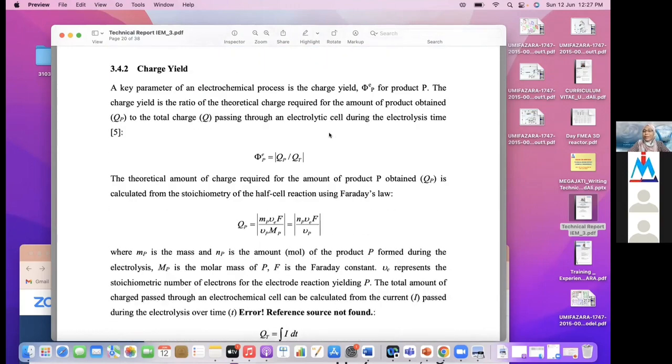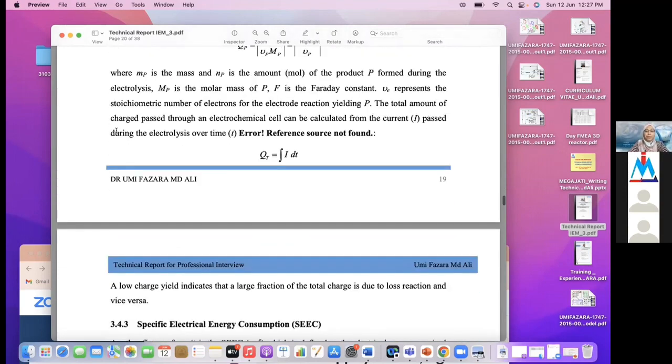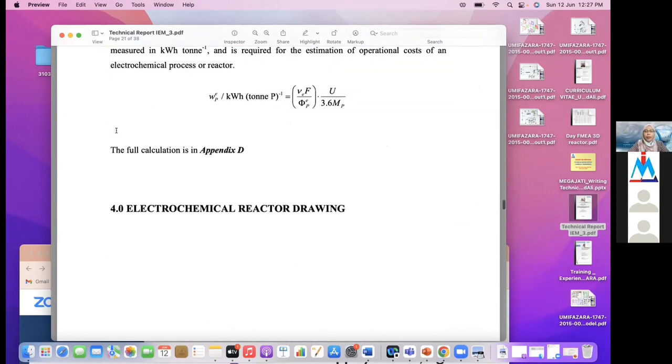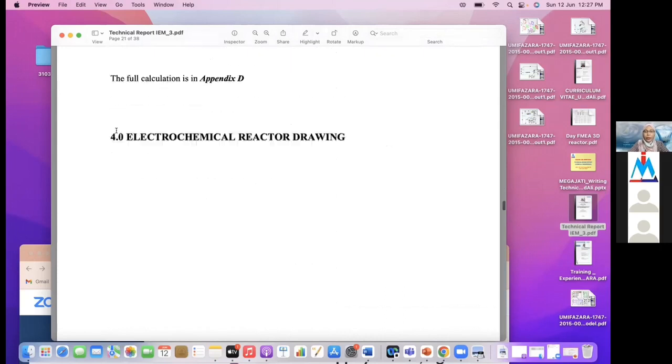This one is actually all from the book. So we cite, do the citation. Item number 5 is its citation, right? So this theoretical knowledge, I use it to design my reactor. I'm going a bit fast here. Okay, so the electrochemical reactor drawing.